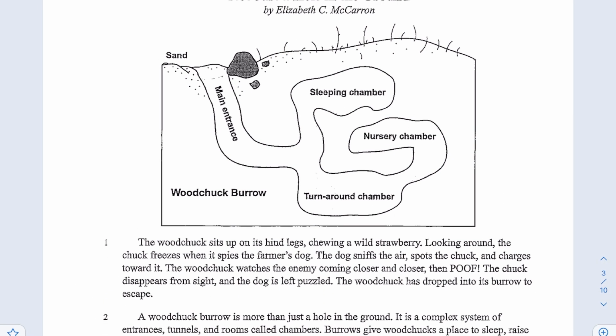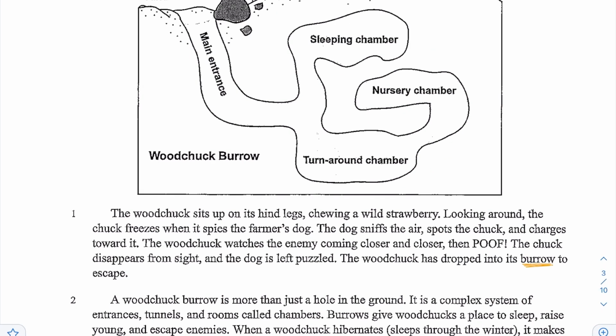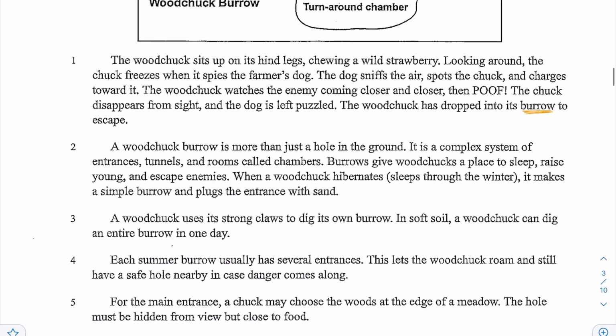Paragraph 1 says, the woodchuck sits up on its hind legs, chewing a wild strawberry. Looking around, the chuck freezes when it spies a farmer's dog. The dog sniffs the air, spots the chuck, and charges towards it. The woodchuck watches the enemy coming closer and closer, and then poof, the woodchuck disappears from sight, and the dog's left puzzled. The woodchuck has dropped into its burrow to escape. You can see that here. A burrow is kind of like a hole in the ground. But it's not just a hole in the ground, it's a little more complicated than that.